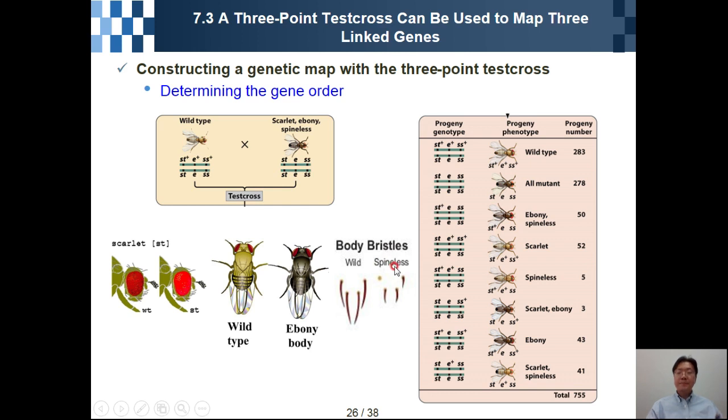Okay, so we did the test cross with the 3-point test cross. After that, we have this kind of progeny number. For the wild type we have 283, and for all mutant we have 278, and also we have several different progeny phenotypes like this. So now, based on this data, I will show you how to determine the gene order.